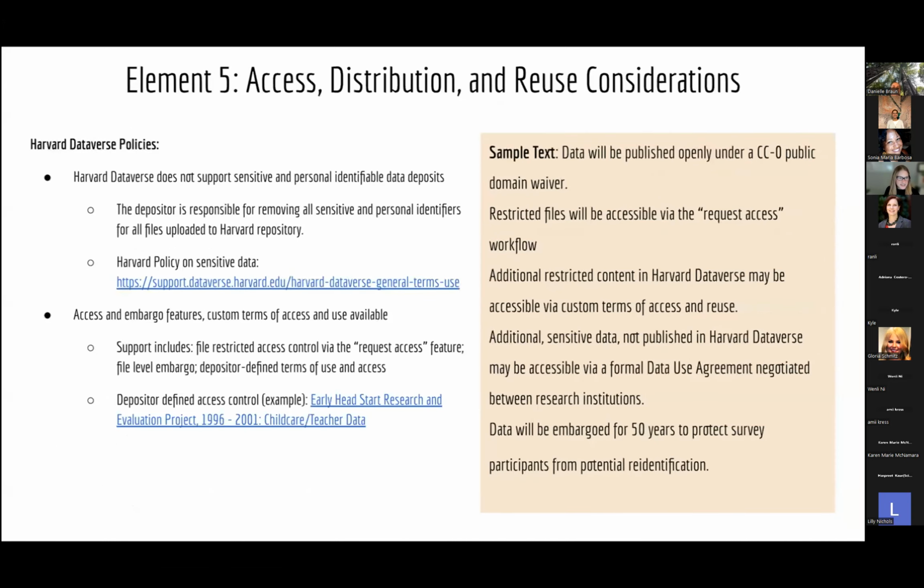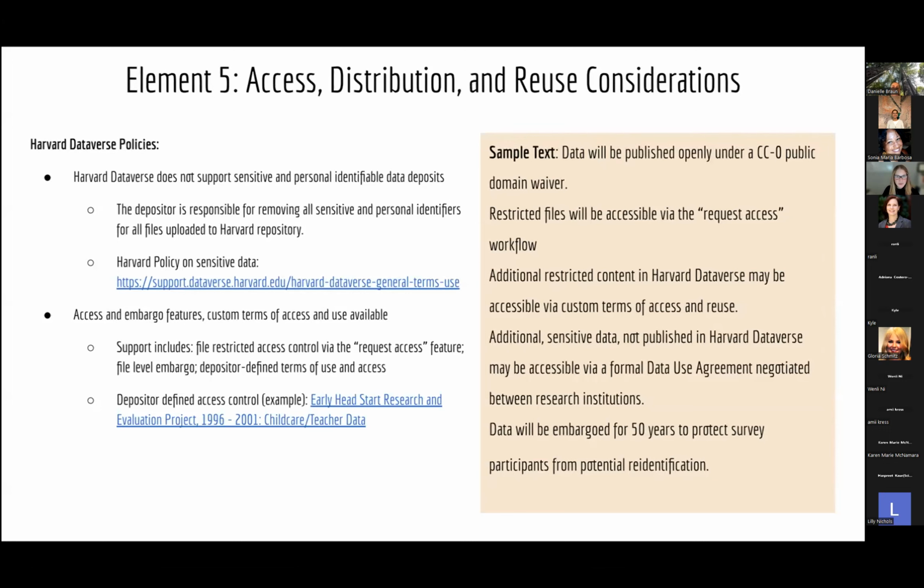For element 5, this gets into that access, distribution, and reuse. So these are, again, managed by authors on a per data set, per file basis, using a combination of software features, including licensing, embargoes, terms of use, and file restrictions. So you can see the example language that we've included here, using the CC0 public domain license, and how people can get access to the data. Again, if you will be restricting access, you just want to outline, in plain language, exactly how one can get access to any data files that are available.